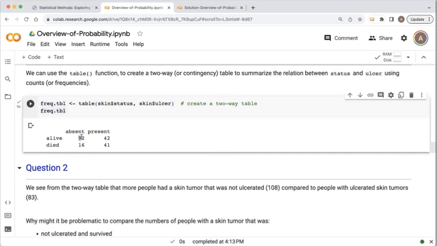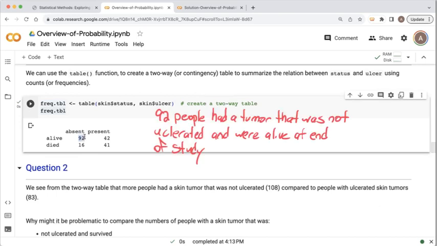And so, for example, this 92 is telling me that out of the 191 people in this study, 92 of them were alive when the study ended, and they did not have an ulcerated skin tumor removed. Their skin tumor did not have any ulceration. So from each of these numbers, we're looking at an intersection where both of those events were satisfied. For example, this 42 had an ulcerated skin tumor, and they were alive.